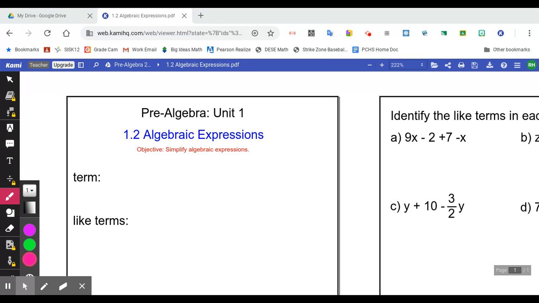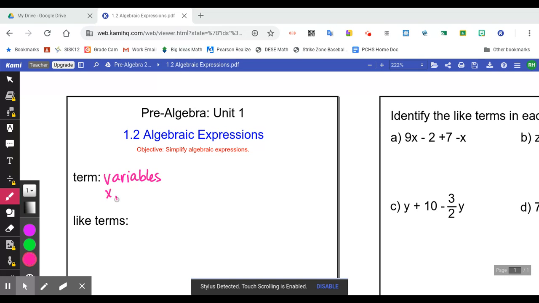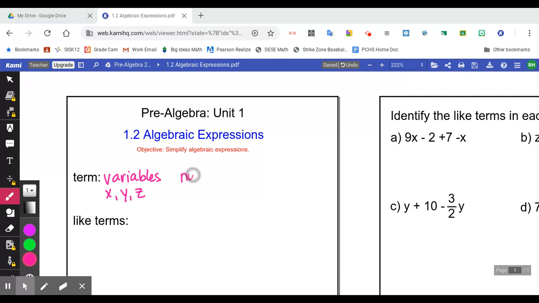Terms are actually variables, or can be variables, like x, y, z. They can be numbers. So any type of number, 2, -3, 52, anything you want. And then there also can be both together. So like if I say 2x or -4y squared, okay? Those are all types of terms. Now, what we're used to hearing is combining like terms.